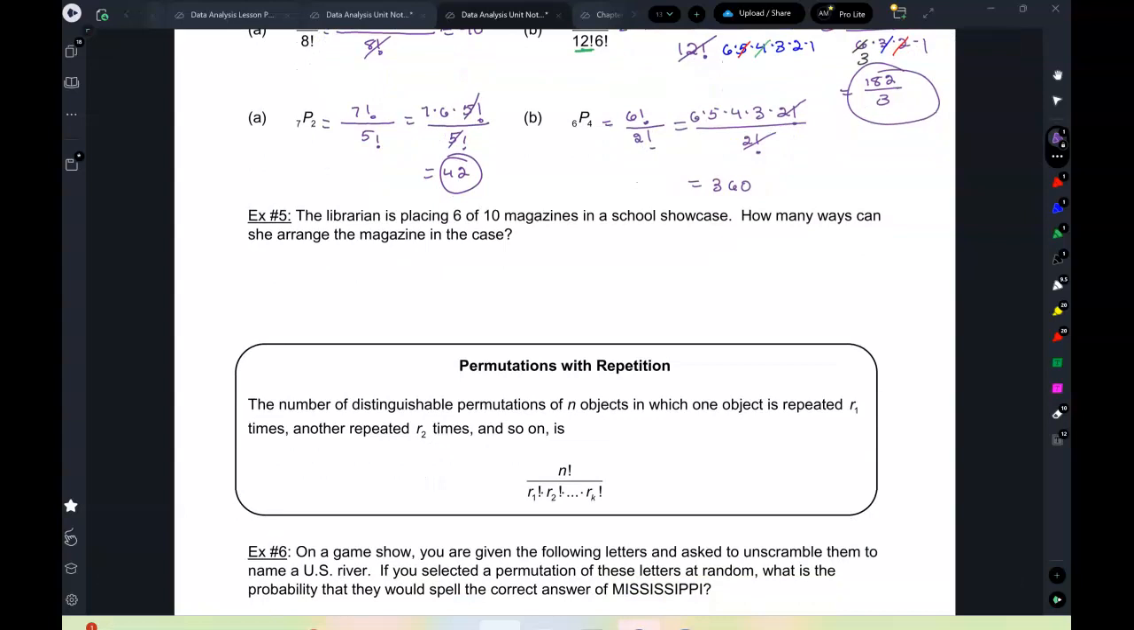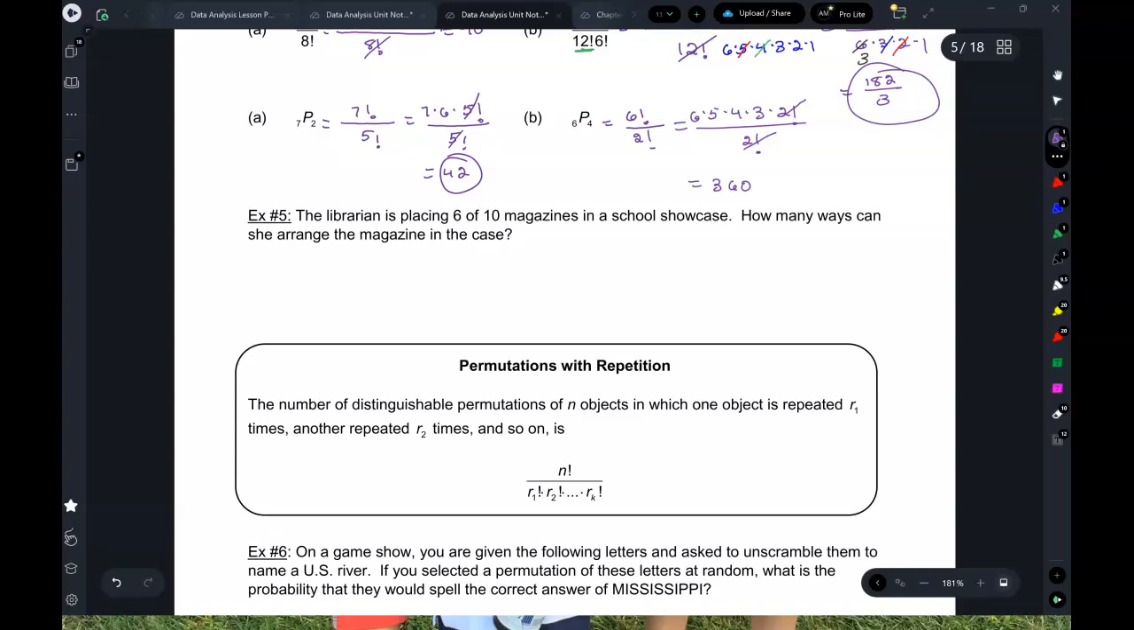The librarian is placing 6 of 10 magazines in a school showcase. How many ways can she arrange the magazines in the case? 6 out of 10. So there are 10 total. We need to choose 6 of them, right? So it's a permutation. Out of 10 total, we choose 6.